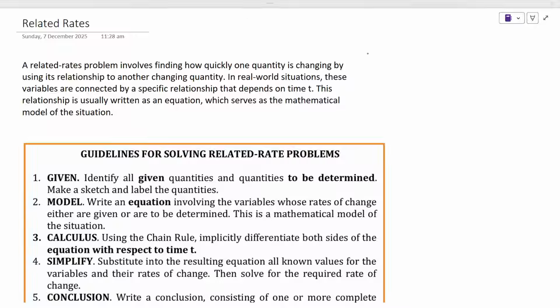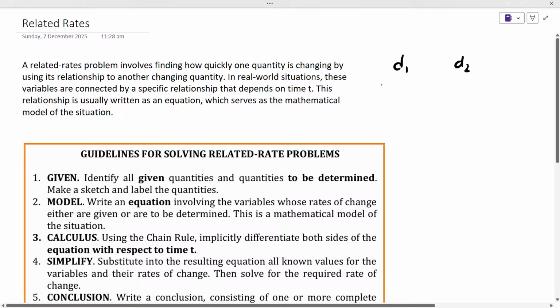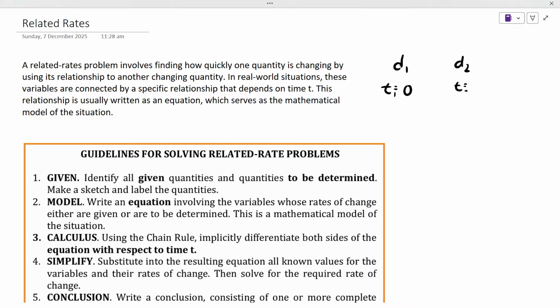So let's say you have distance 1 and distance 2. Distance 1 corresponds to your time 1, usually time 0. Next, distance 2 corresponds to time 2, time sub 2, which is, let's say, 5 seconds.